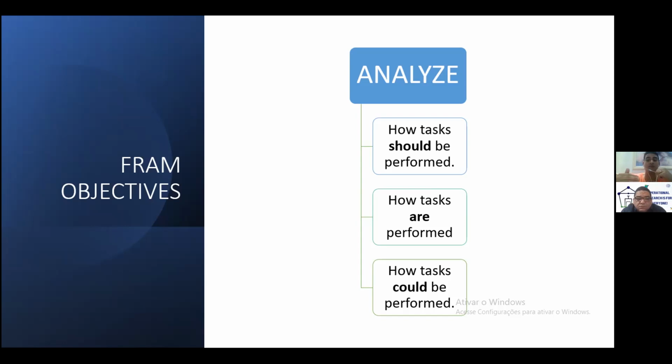Then we can compare the first with the second. And after we compare the first with the second, we can know how tasks could be performed in a real manner. It doesn't get to the point where we stay in a utopian manner. For instance, we can use an example like a flow chart.